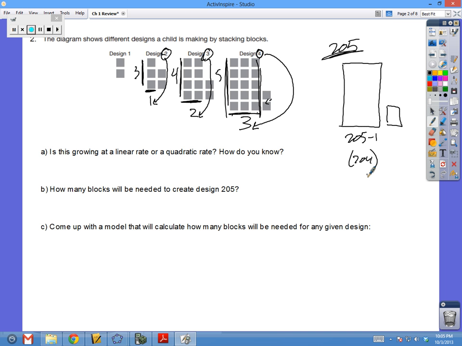Okay, now the height. Design 4 is 5 tall. Design 3 is 4 tall. Design 2 is 3 tall. There's a pattern there too. The height is always 1 more. So it's going to be 205 plus 1. So it's going to be 206. Okay, now on my calculator, if I want to know all the cubes in there, it's just a rectangle. It's the area. You're going to do 204 multiplied by how tall it is, 206. And that will give you 204 times 206.